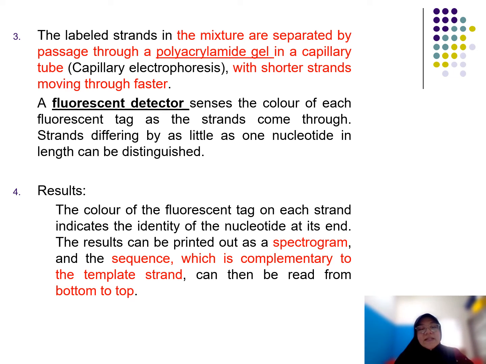So the fluorescent detector then senses the color of each tag at the strands, and strands differing by as little as 1 nucleotide in length can be distinguished. So then because they are different by one base je, dia boleh detect bacaan sequence untuk that DNA template. Okay, so results: the color of the fluorescent tag on each strand indicates the identity of the nucleotide at its end. So using the fluorescent tag from the dideoxyribonucleotide tadi helps untuk kita tahu nucleotide dia, basis dia apa. Okay, so which is complementary to the template strand, then can be read from the bottom to the top.